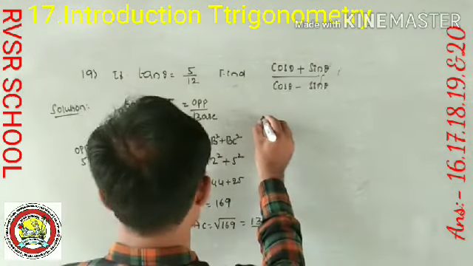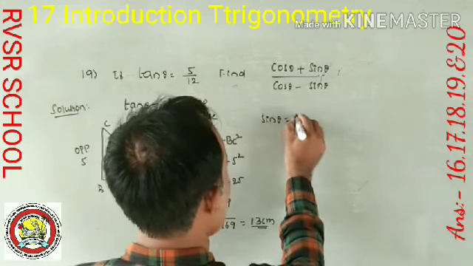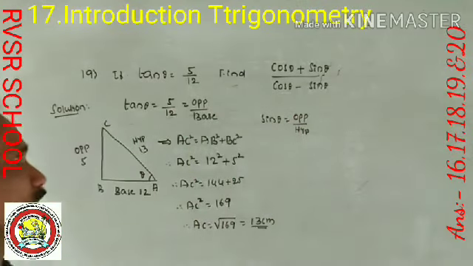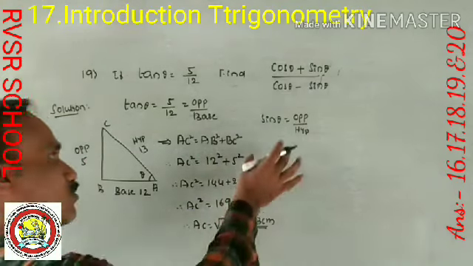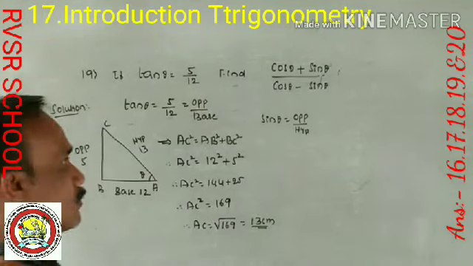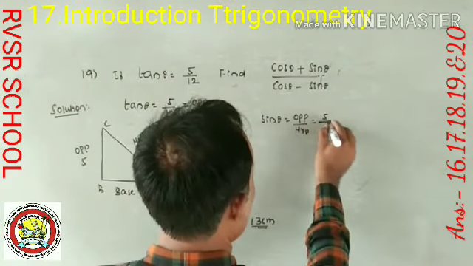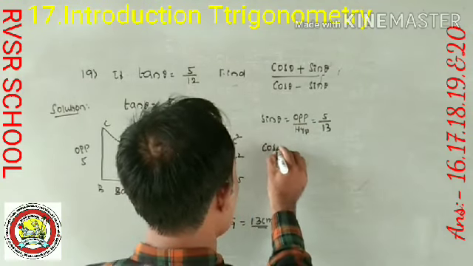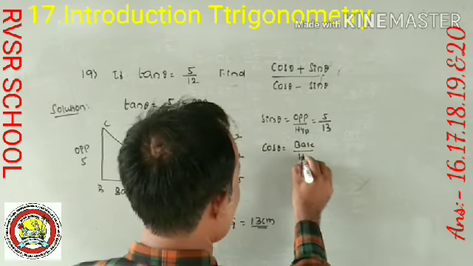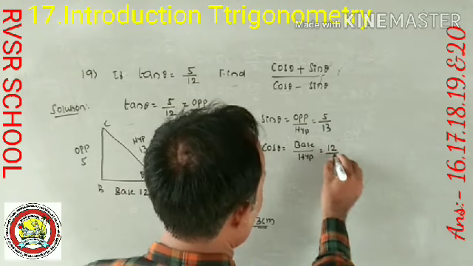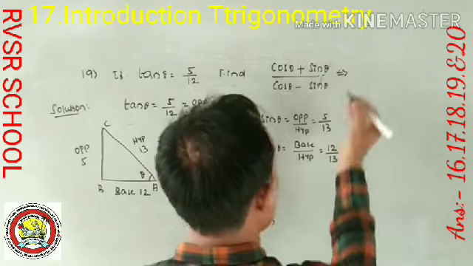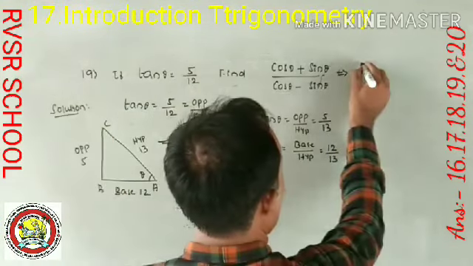Next, find the ratios one by one. Sin theta is the ratio of opposite divided by hypotenuse. If you want, you can find one by one, otherwise directly substitute. No problem. But it is better you find what we require, then it will be very easy and there is no confusion. Sin theta is opposite 5 divided by 13. We want only sin and cos. Cos means base divided by hypotenuse, that is 12 by 13. Now directly write the answer here. Cos theta is 12 by 13.